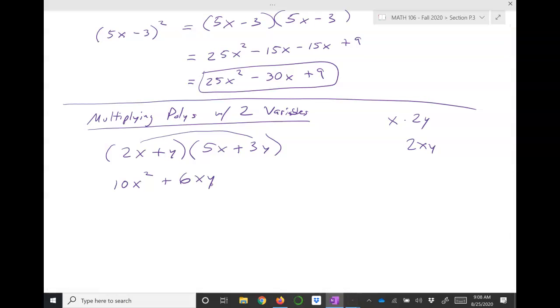And then now we'll do the inner. Y times 5x is plus 5xy. And then the last terms will be y times 3y, which will give us plus 3y squared.